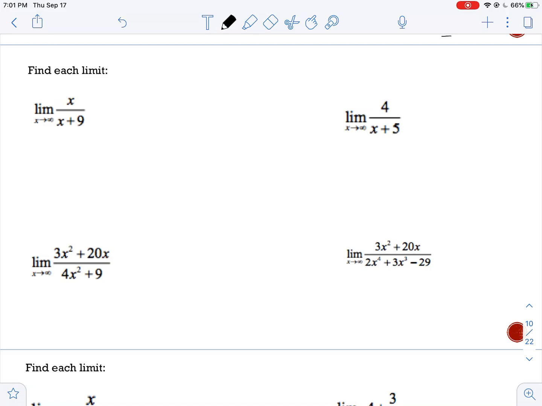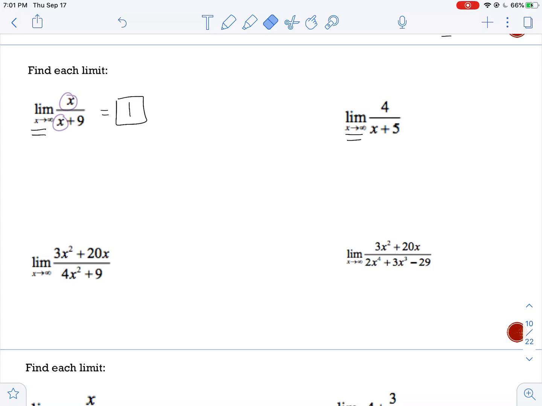So you guys go ahead and see if you can pause your video and try these 4. Find each limit using the rules we just talked about. All right, so in the first one, we have x over x, so it's a tie. And when it's a tie, it's going to be the leading coefficients. So the limit of this would be 1, because again, x is going to infinity.